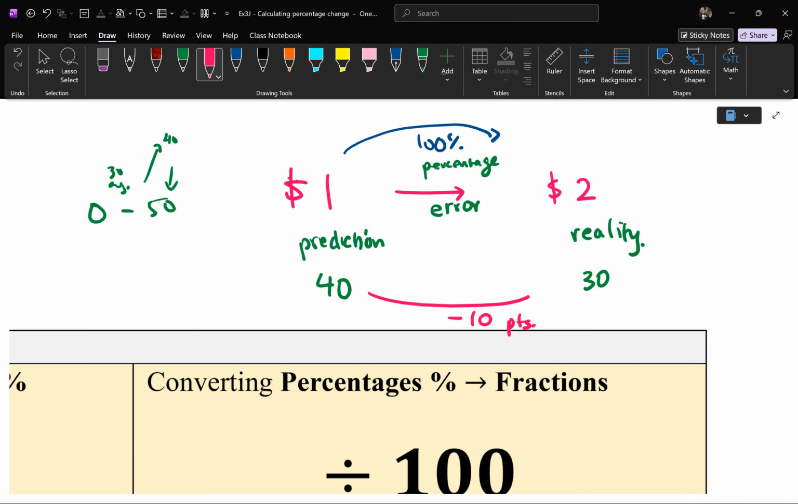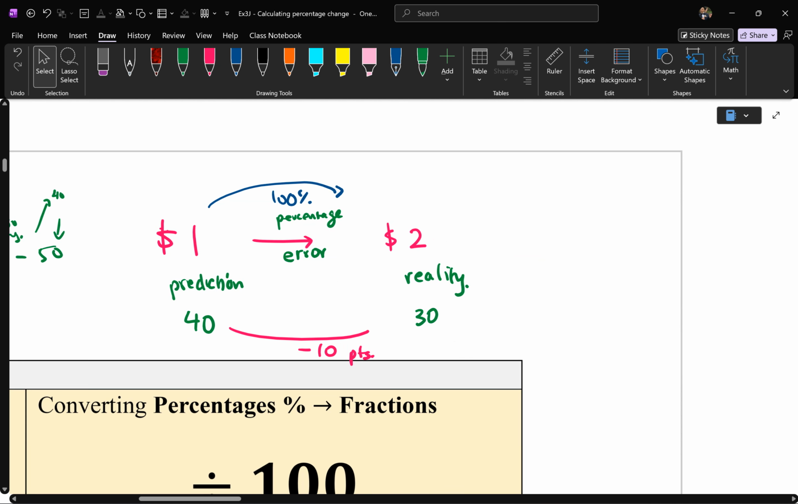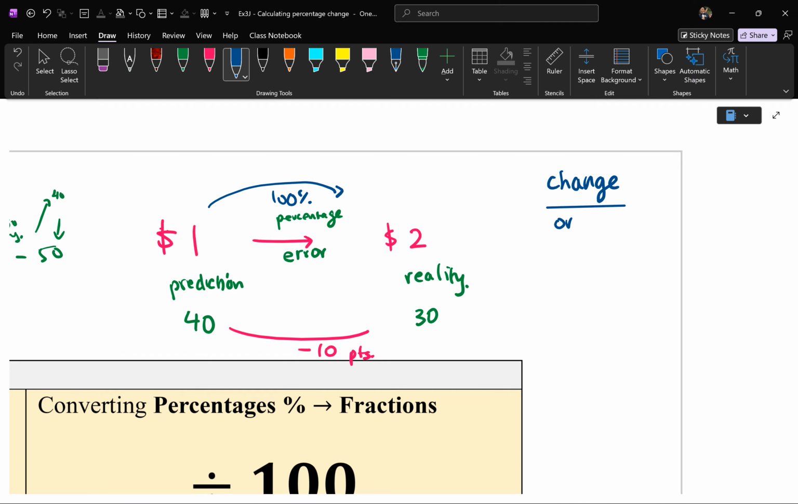So when we say percentage error, the technique of what Fraser did before to get 100% for this one is exactly the same as this one. Here's the formula. The formula was change. How much was the change? Divided by what you started off with, which we normally say the original amount.